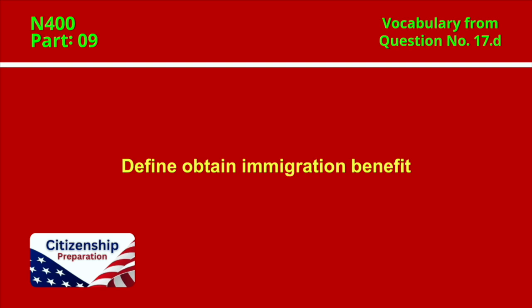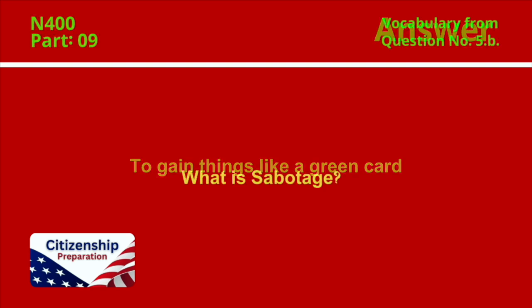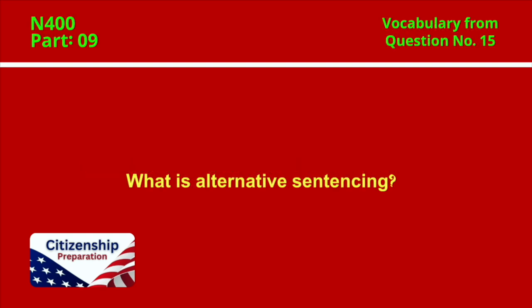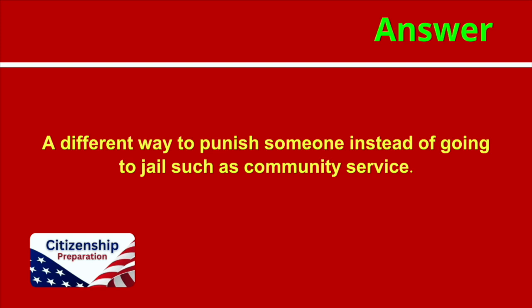Define obtain immigration benefit. To gain things like a green card. What is sabotage? Intentionally damage or destroy something. What is alternative sentencing? A different way to punish someone, instead of going to jail, such as community service.